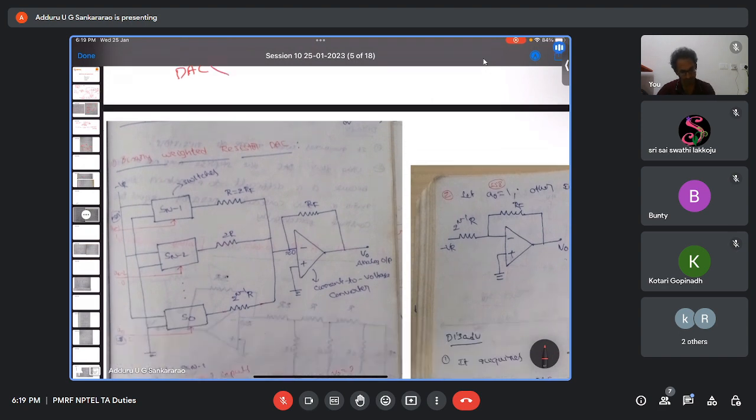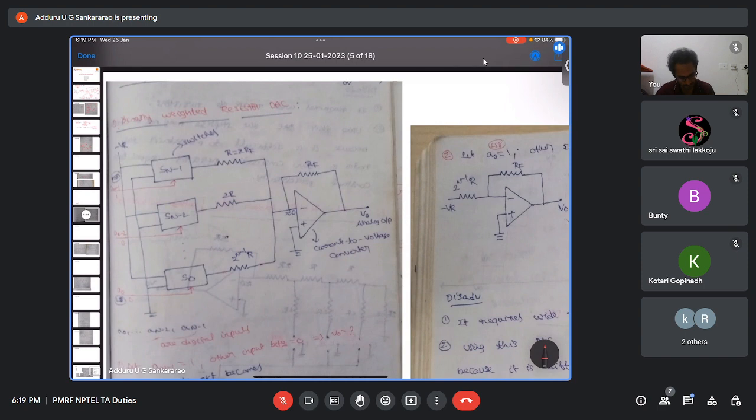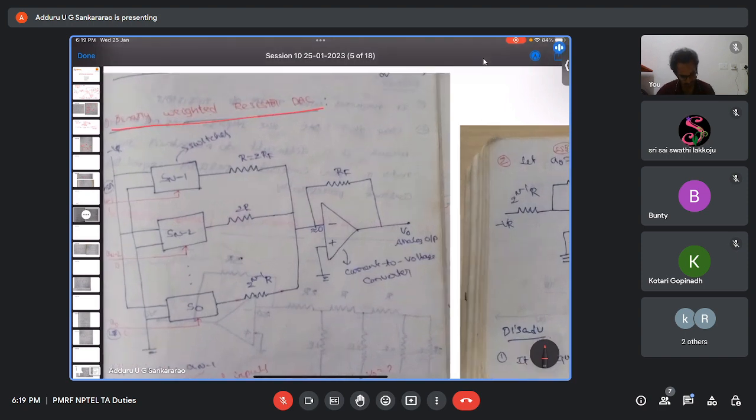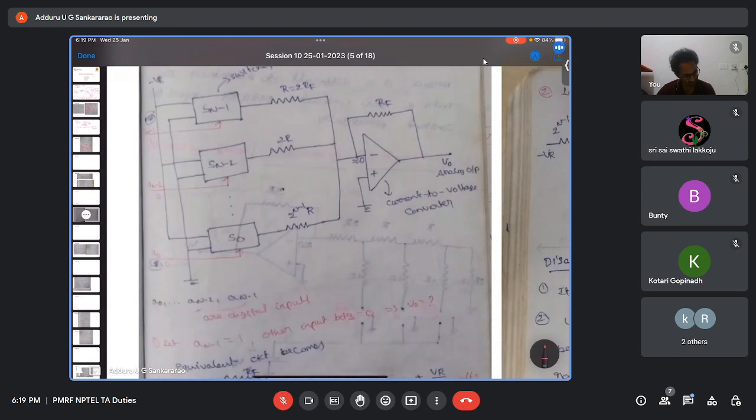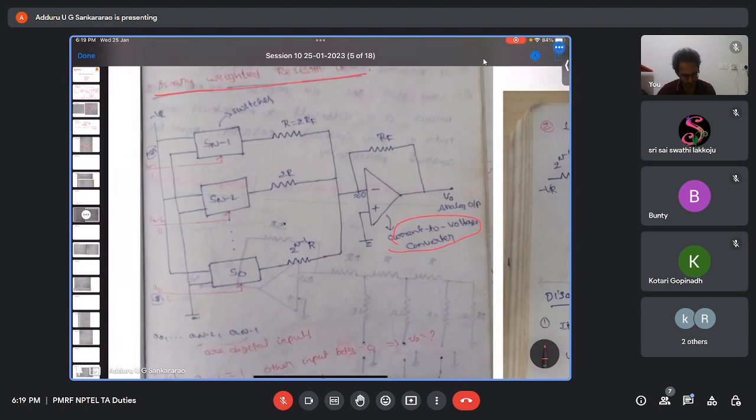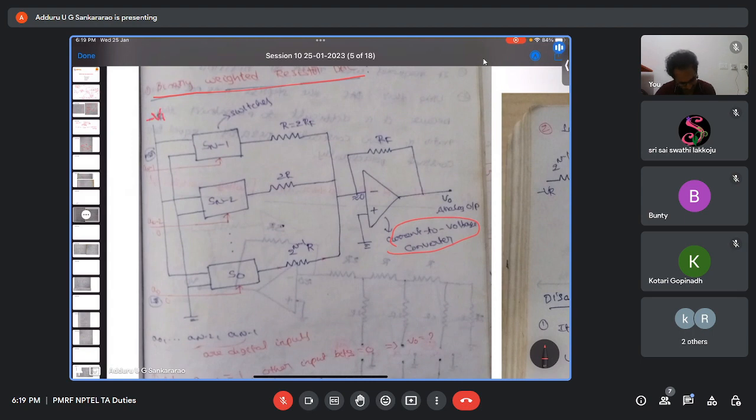Fine. So first we'll see the binary weighted resistor DAC. If you see here, you have an op amp current-to-voltage converter, an amplifier. You have minus VR, or plus VR, depending on it being an inverting amplifier, which is why we are taking minus. This is the reference voltage, let us say 5 volts or minus 5 volts. And you have some switches here, S naught up to Sn minus 2, like that.